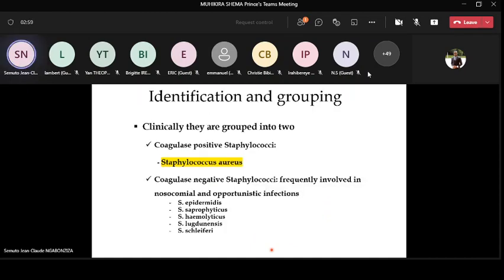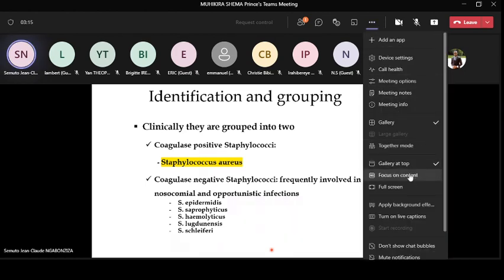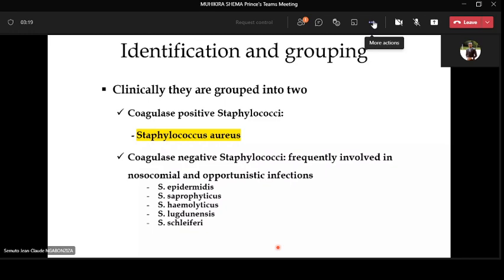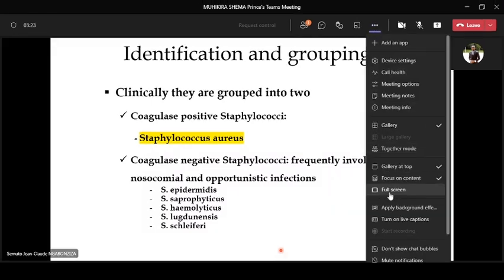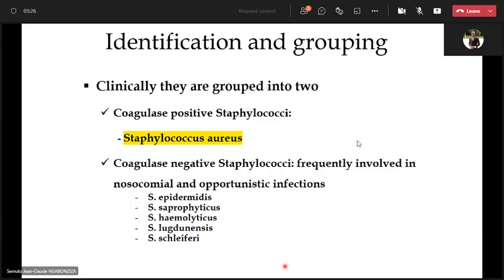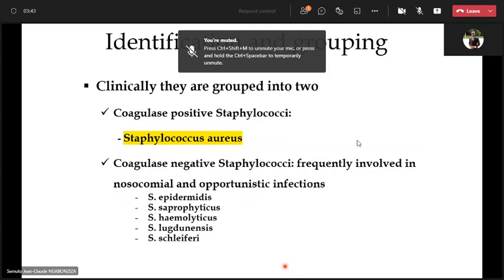How do we identify a staph and how do we group them? So clinically, they are grouped in two. We use the coagulase test to group them. There is coagulase positive Staphylococcus, which is only one and the most important pathogen, that is Staphylococcus aureus. And there is a group of coagulase negative Staphylococci, frequently involved in nosocomial and opportunistic infection. So that is Staph epidermidis, saprophyticus, hemolyticus, and the two other Staph.